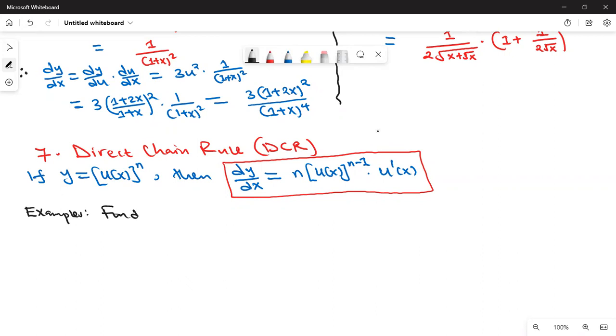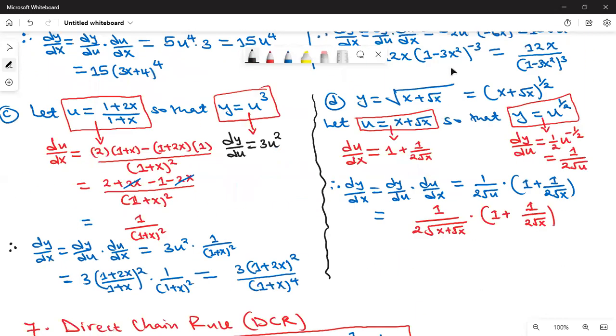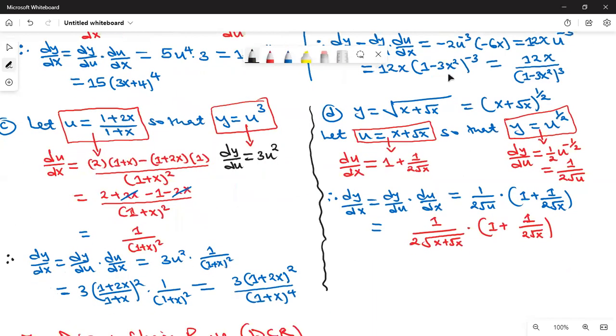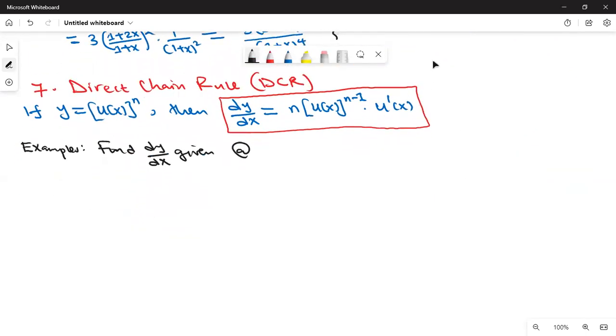Find dy over dx given that in part A, let's work out what we had in part A here. What was it? It was 3x plus 4 raised to 5. I want to illustrate that using direct chain rule. y is equal to 3x plus 4 raised to 5.